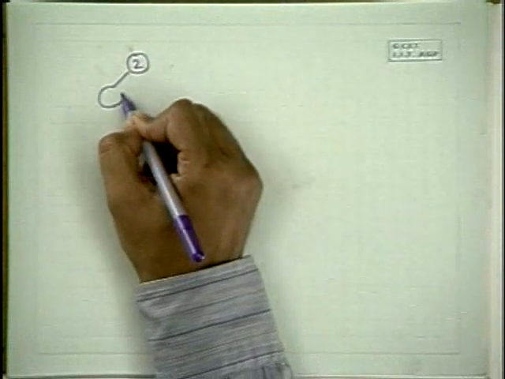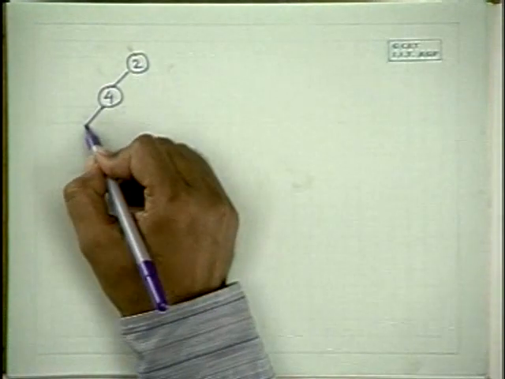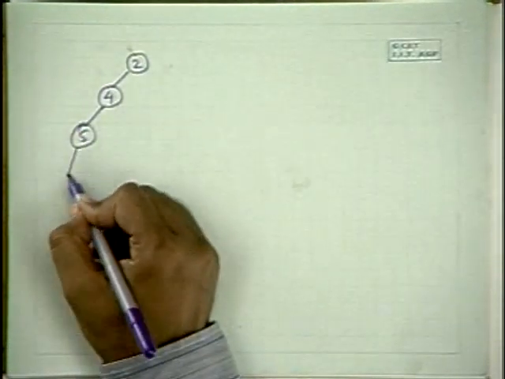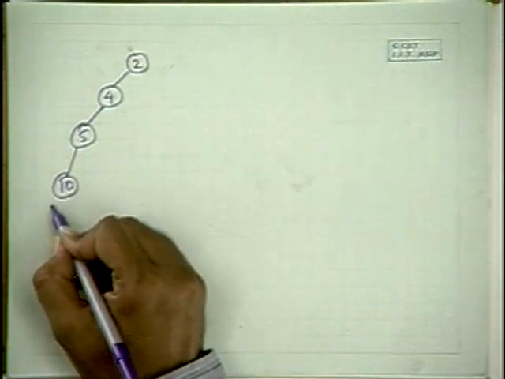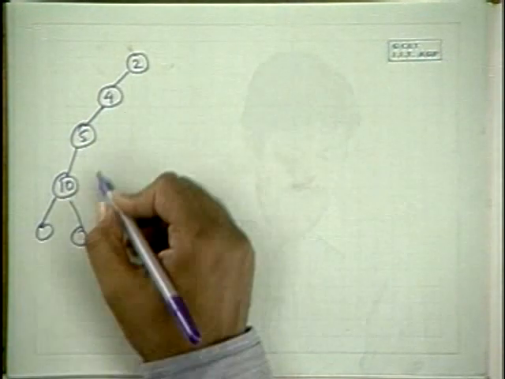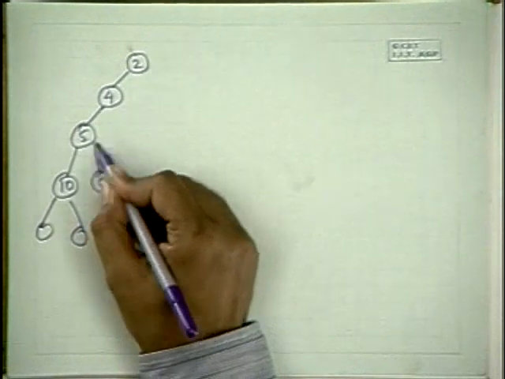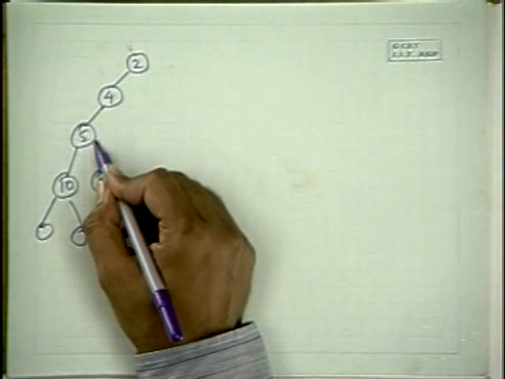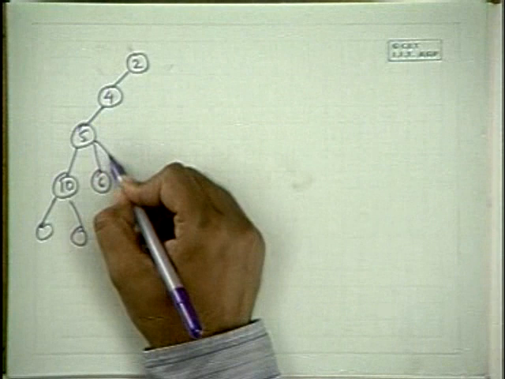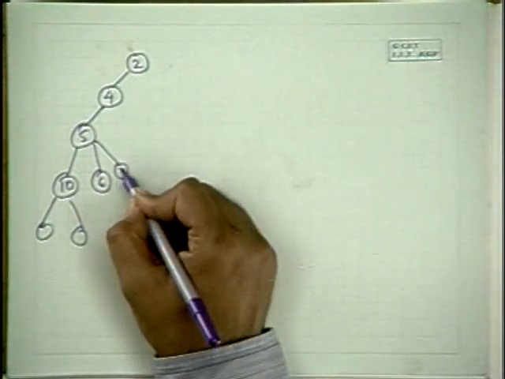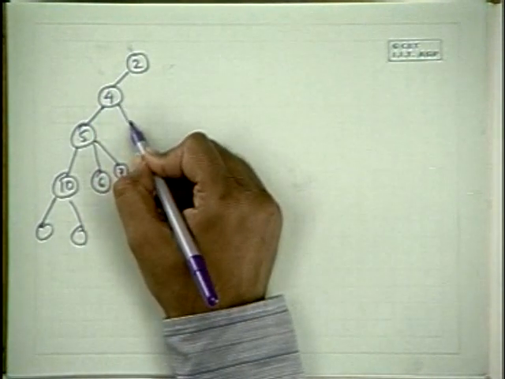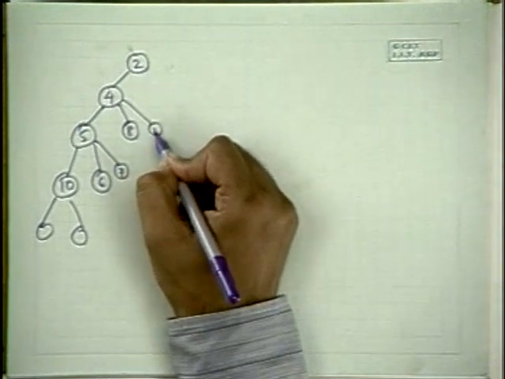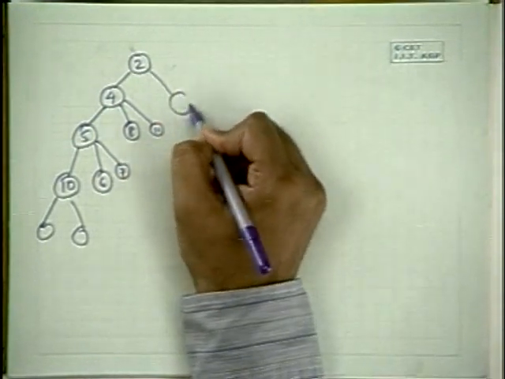2, 4, 5, 10. It has 2 children, say this is a 6. Say this is 7. 4 has say 8, 11. Say this one has 30.